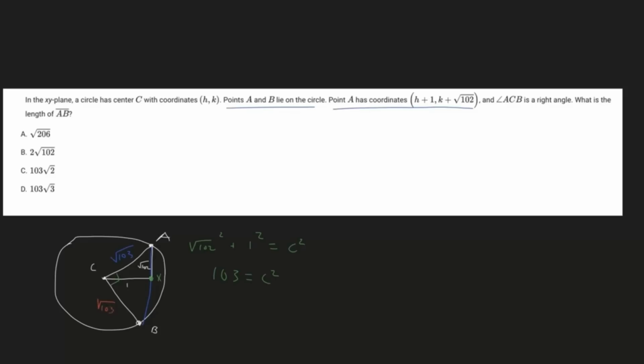And the question wants us to find the length of AB. And so now we know the length of two of the legs, √103 for both sides. We can just use the Pythagorean theorem again to find the length of AB. So then we have (√103)² + (√103)² = c². So then we get 103 + 103 is 206 = c². Then we just take the square root of both sides. We can see that the answer is going to be √206, and so our answer choice is A.